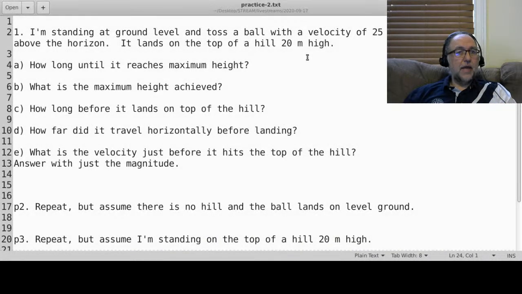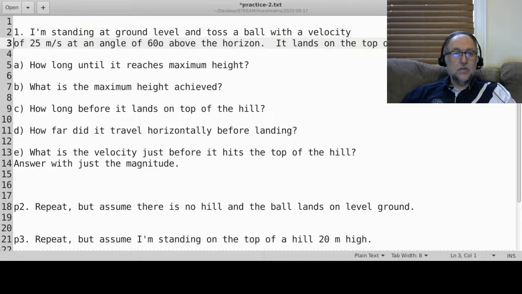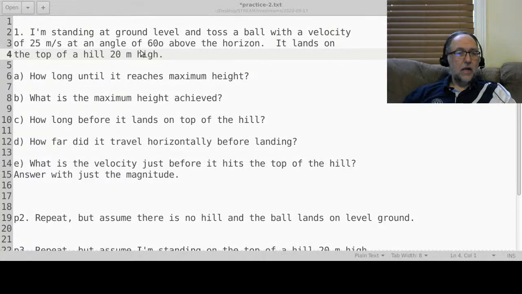The first question is, oh, can't see it all. Let me adjust that. Okay, now you can see it. I'm standing at the ground level, and I toss a ball with a velocity of 25 meters per second. That's not too fast, but you can easily toss a ball at that speed at an angle of 60 degrees above the horizon. I'm going to show you what the 60 degrees above the horizon means when I draw the diagram. So the ball goes up. I'm at ground level.